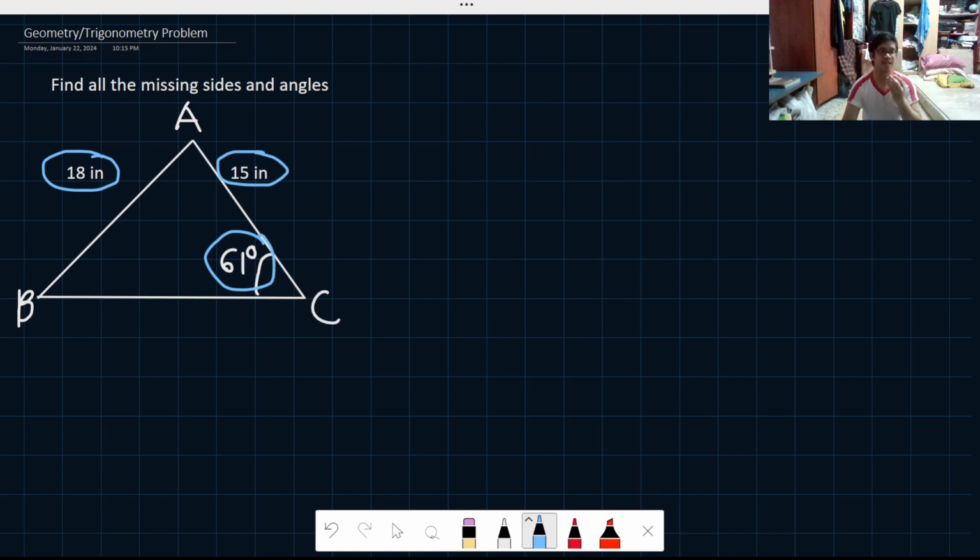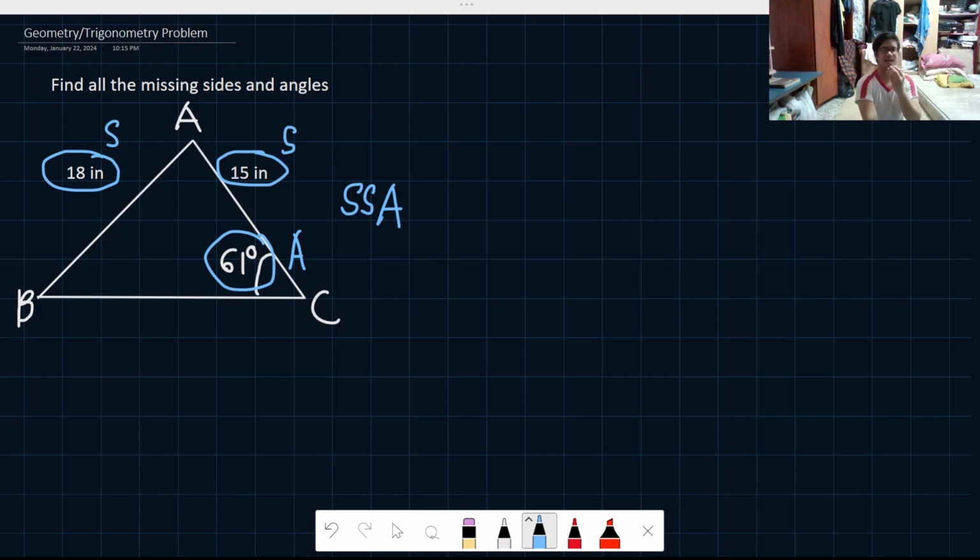So 18 inches is a given side measurement on the left side of the triangle. 15 inches is a given side measurement on the right part of the triangle. And here, the 61 degrees is an angle measurement at corner C. If we look at the pattern from the left part of the triangle to the right part, this is actually an SSA triangle.